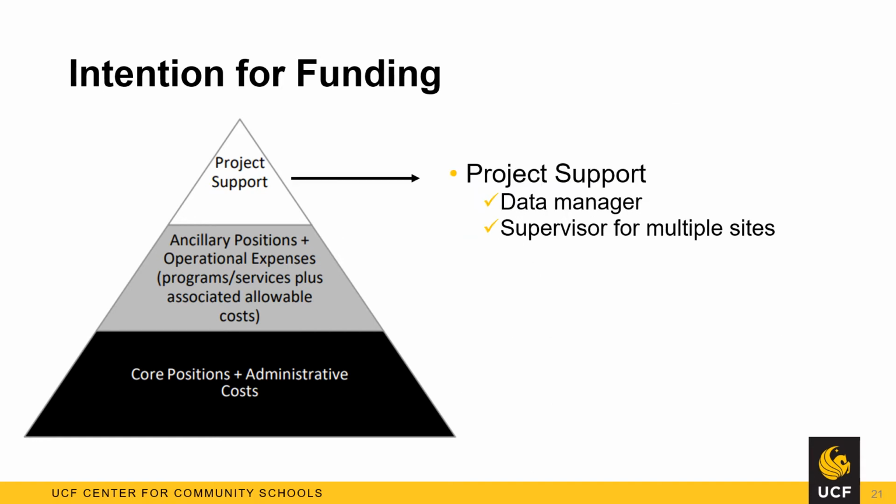The top tier in the intention for funding triangle is project support. Project support is defined as positions that support CPS initiatives but are not specific to one school. This typically is only included in a budget when an organization has more than one CPS site. Examples include a data manager that supports multiple sites or a supervisor position that supports multiple sites.